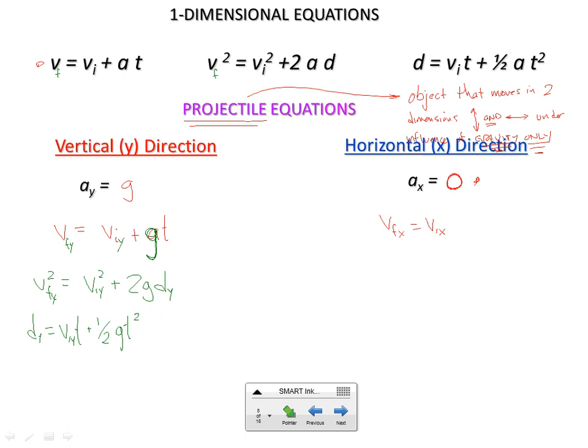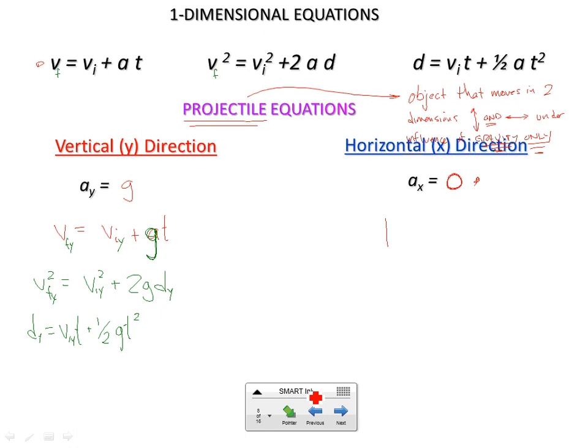It doesn't do anything for you. You can just say you know that. All right, so the first one doesn't do you any good. The second one doesn't do you any good either. You're going to end up with this. Don't write this down. Vfx squared equals Vix squared plus 2 times 0 times dx. Well, that just makes this whole term drop out. And then we can take the square root of both sides and end up with that again. Again, that's not a valuable equation. But the last one is valuable.